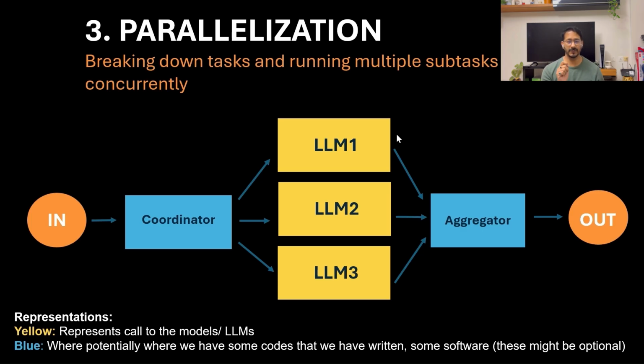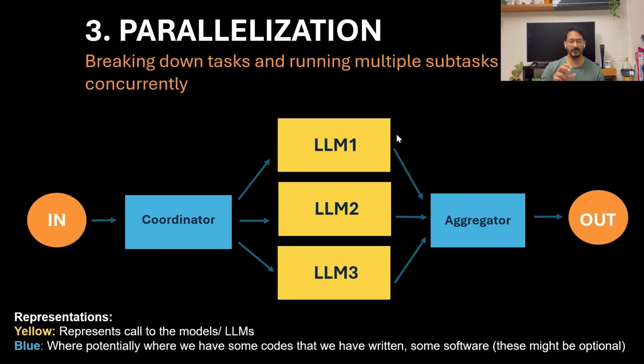So in parallelization, the most important part is that even though the task is divided into subtasks, all these LLMs are working concurrently. That means the subtasks in LLM 1, 2, 3 are specific tasks for that specific LLM, and they are working simultaneously and coming out with an aggregator. So we have the code which says what the subtask is to be.